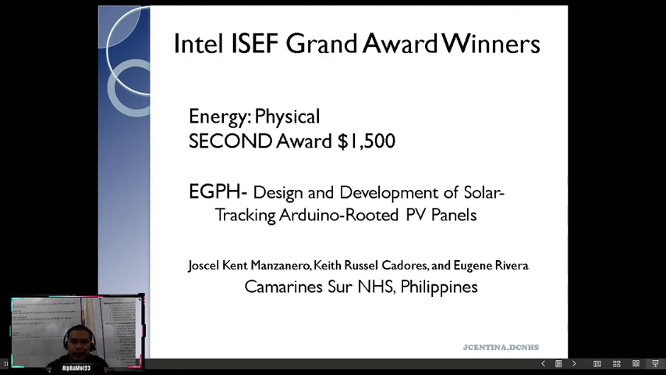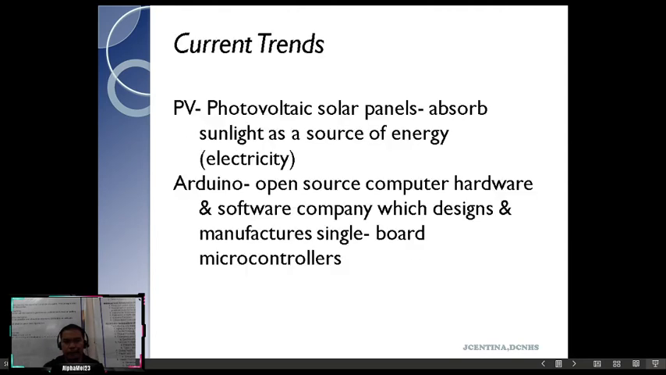So these are the Intel ISEF winners. From the energy category, physical, second award, $1,500. That is more or less 50,000 pesos. The study is Design and Development of Solar Tracking Arduino-Routed PV Panels from Camarines Sur National High School, Philippines: Rivera, Cadores, and Manzanero.